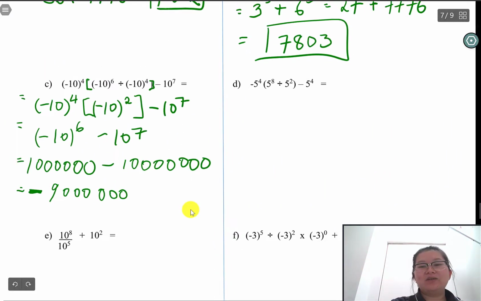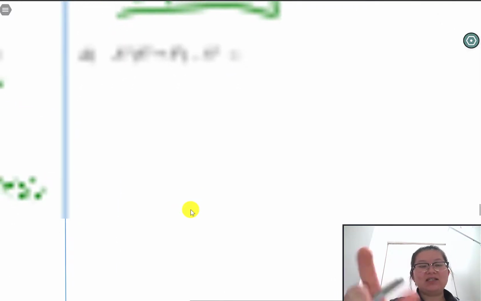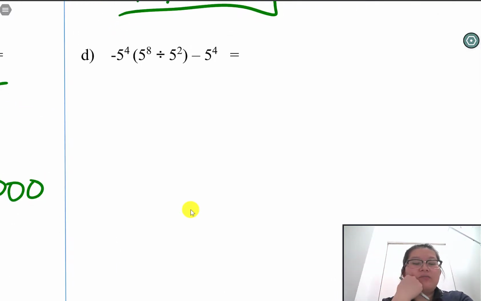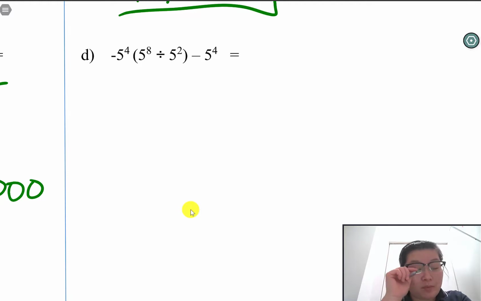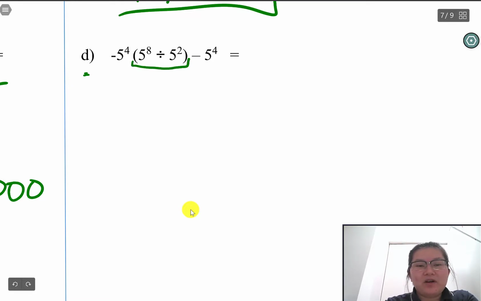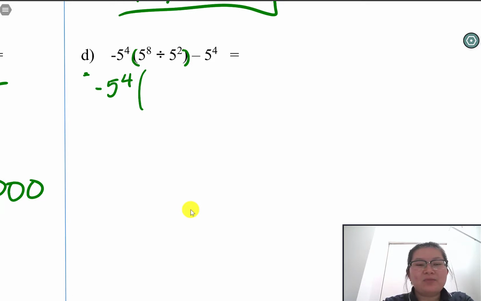All right, so the reason why D is a little bit tricky is that there is a negative 5 in front, and we just have to be careful. That's actually not part of the base. So anyhow, let's go ahead and do it first. BEDMAS always goes first, so the brackets always go first. So we will have negative 5 to the power 4 in the front.